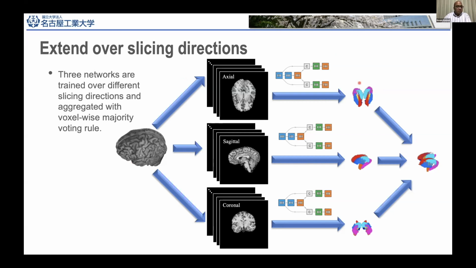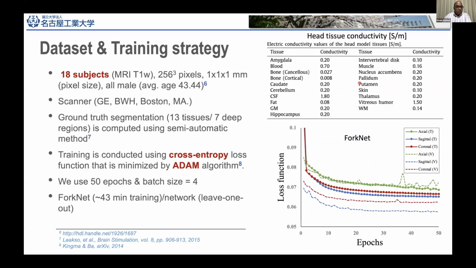And here we have the data set and training strategy. We have used 18 subjects. We have used T1 structural MRI. And then we have used the ground truth segmentation using the method presented in this reference by Laxo et al. And then we use this segmentation as the golden truth of our segmentation.